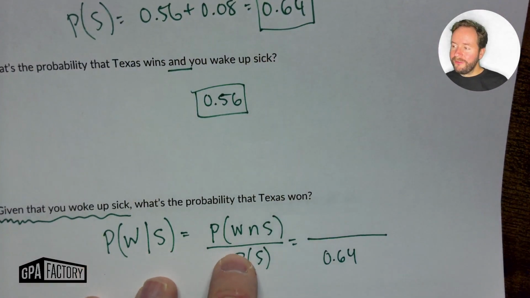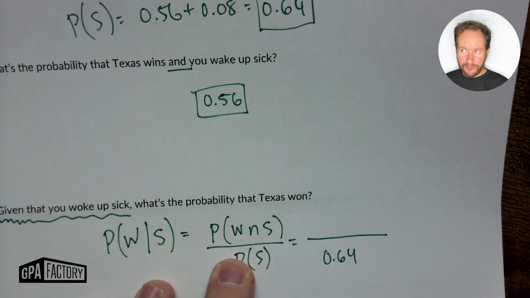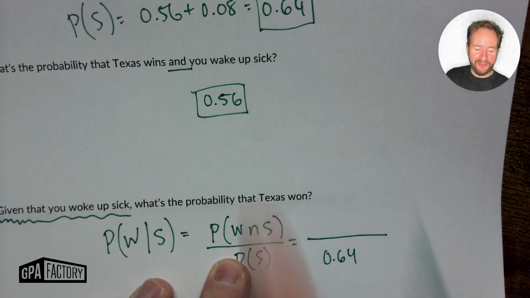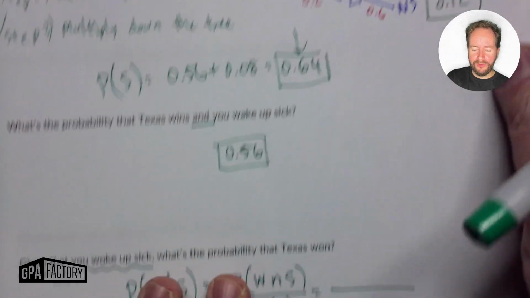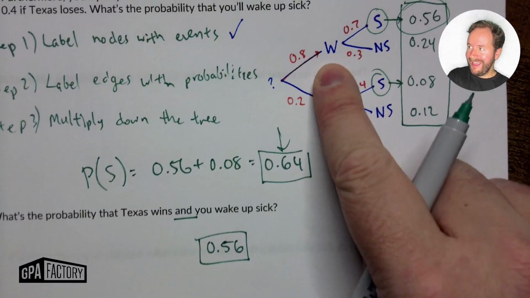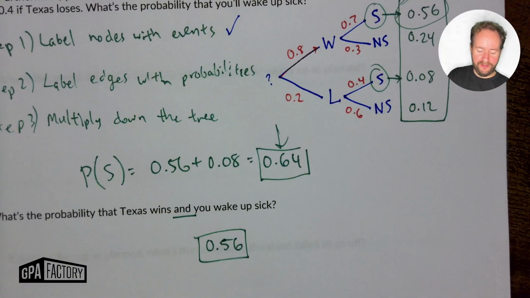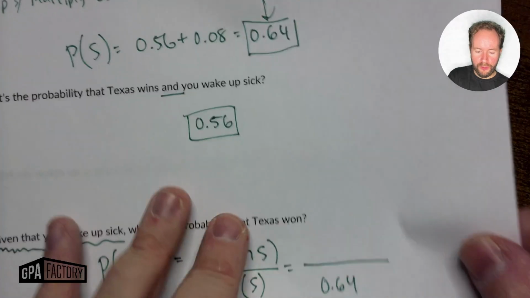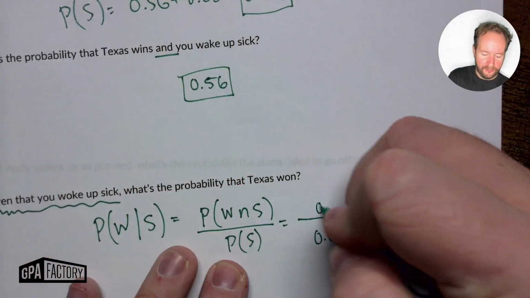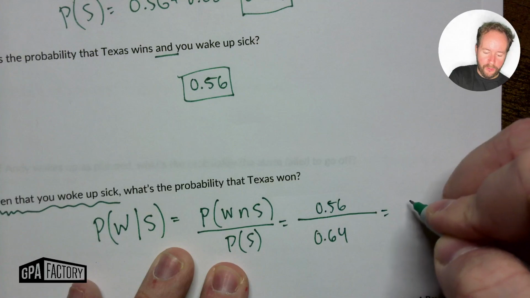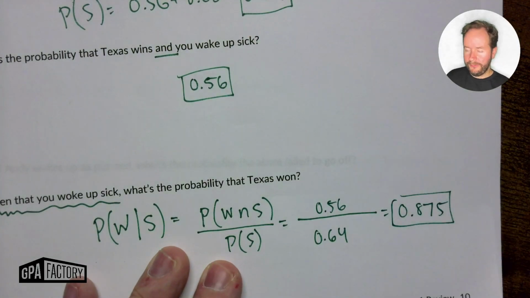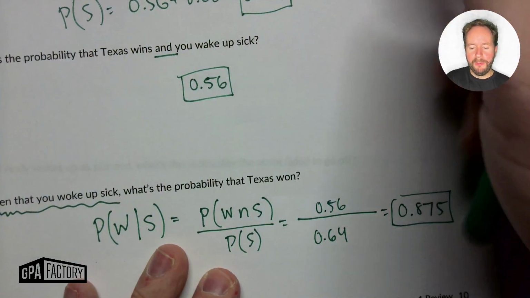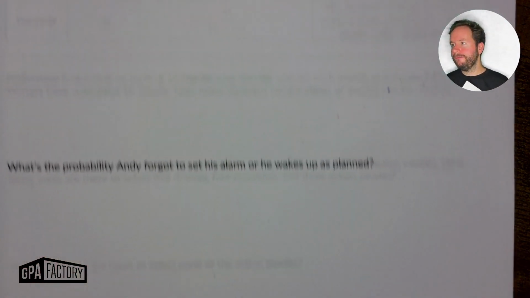The numerator is win and sick. Guess what? We found that value too. That was this guy. Probability that Texas wins and you wake up sick. But again, if you want to consult the table, win and sick is this 0.56 here. That's going to be my numerator. So 0.56 goes here. You can leave your answer as that, or you can write your answer as 0.875 for your final answer. That is a Bayes rule question. You probably want to see it done again. Let's do it again.